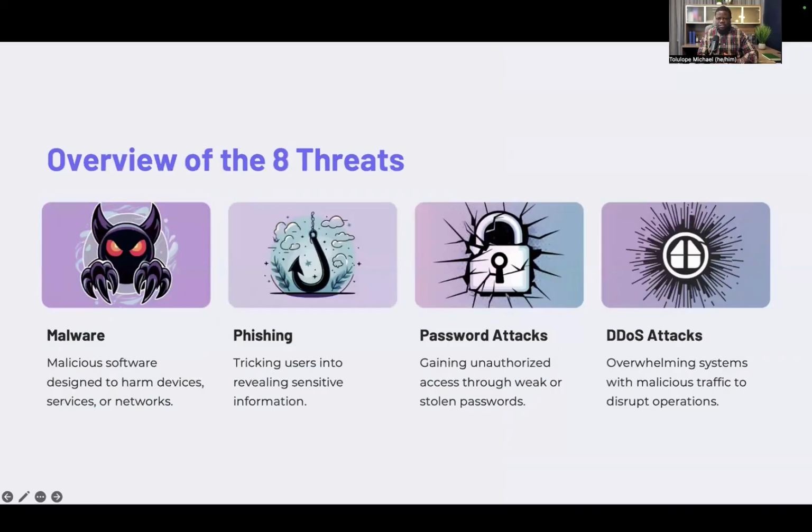From malware to phishing, password attacks, DDoS attacks, man-in-the-middle attacks, drive-by downloads, malvertising, and rogue software. The purpose of this overview is to help you understand the unique characteristics and attack vectors of these threats. Now, for example, phishing attacks account for more than 80% of reported security incidents, like 80%, highlighting the need for robust email security. So your email security has to be strong, robust, and comprehensive.